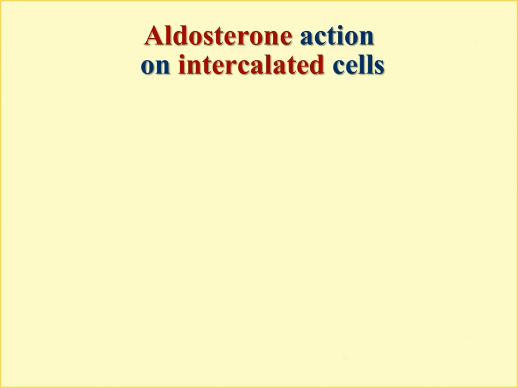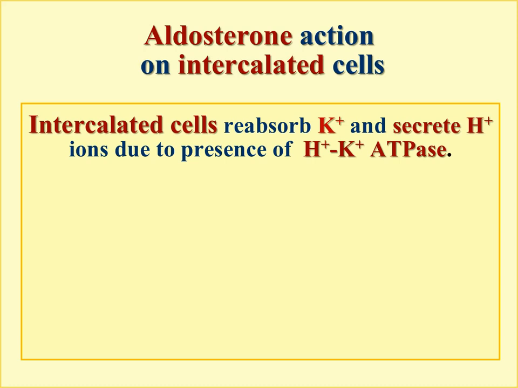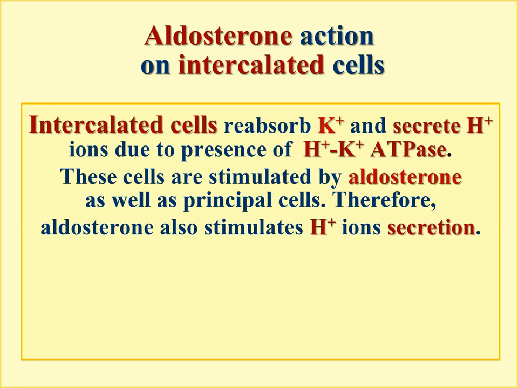Aldosterone action on intercalated cells. Intercalated cells reabsorb potassium and secrete hydrogen because the cells have a hydrogen-potassium pump, or hydrogen-potassium ATPase. These cells also are stimulated by aldosterone, as well as principal cells, and therefore aldosterone also stimulates H+ ion secretion.